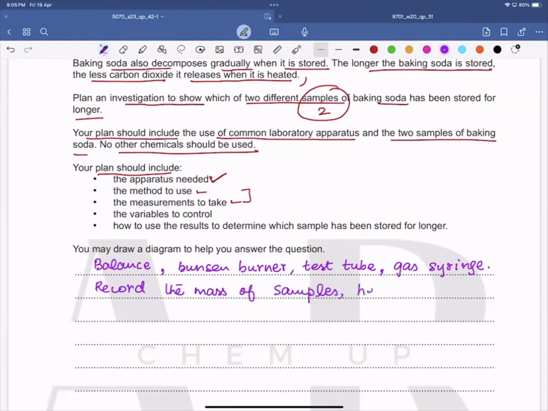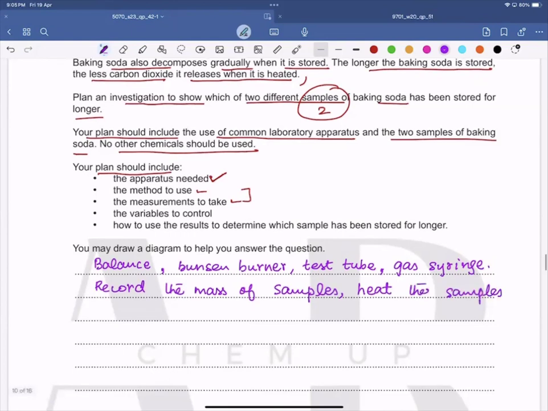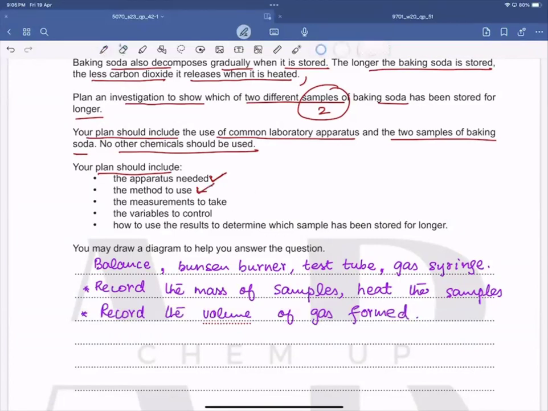Then what we will do after doing this, we heat the samples and then what we will do, record the volume of gas formed. So see, we are done with the method and measurements.